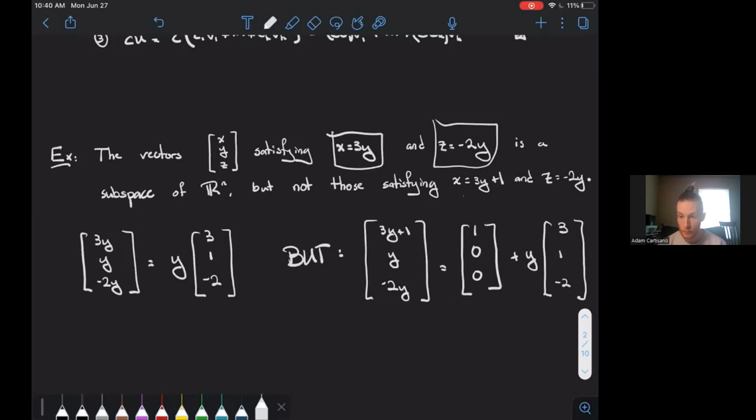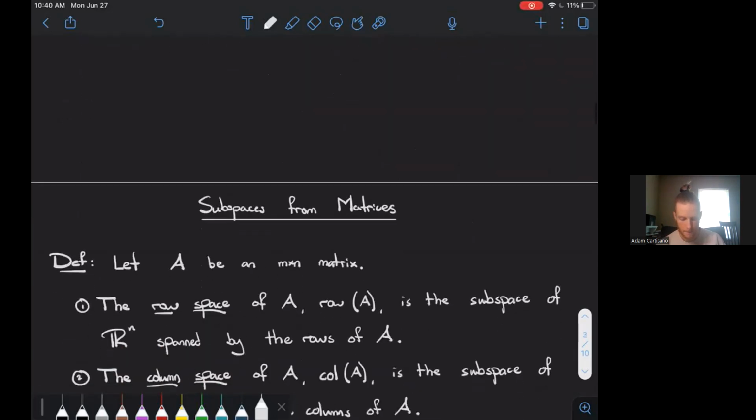But if you use any value for y which is not 0, then the second two entries are going to be non-zero. So the 0 vector is not a part of this set of vectors of this form. This is still the line of intersection of two planes, but that line doesn't pass through the origin, because this plane doesn't pass through the origin. Okay. So, that's good so far.